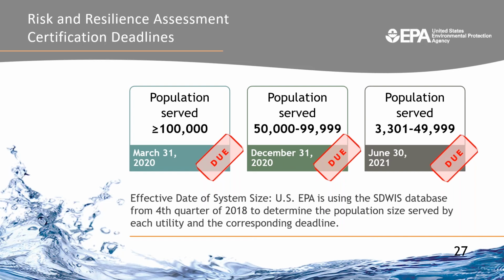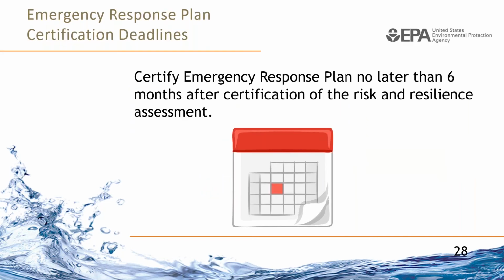And just note that population served size is being determined using the Safe Drinking Water Information System, or SDWIS, data from the fourth quarter of 2018, which is when AWIA was signed into law. Then the ERP certification is due no later than 6 months after the risk assessment is certified. So if your utility certifies earlier than the deadline, the 6 months starts from the date that you submit the certification for the risk assessment, not the deadline dates. For example, if my utility serves a population of 75,000 and I certify completion of my risk assessment on July 31st, 2020, then the certification of the emergency response plan is due no later than January 31st, 2021.